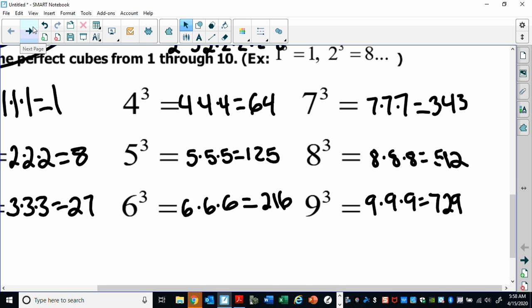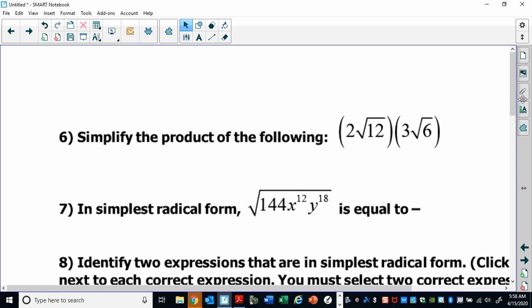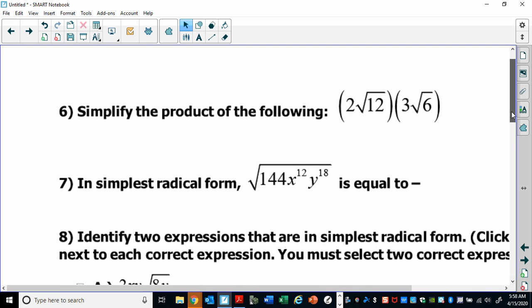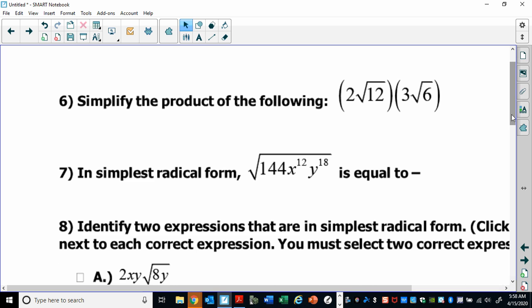Alright, so we go to the second part of it, and we do the following. Here, simplify the product of the following, right? So we're going to multiply. Here, we're just going to multiply 2 times the square root of 12. And that's just multiplied by 3 times the square root of 6. What you're going to do here is multiply the numbers outside of the radical, and then you're going to multiply the numbers inside the radical. So first you're going to multiply 2 times 3, which is 6. Right? And then you're going to have here 12 times 6.